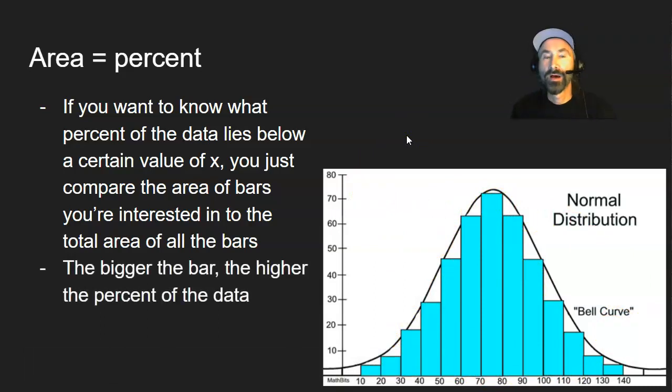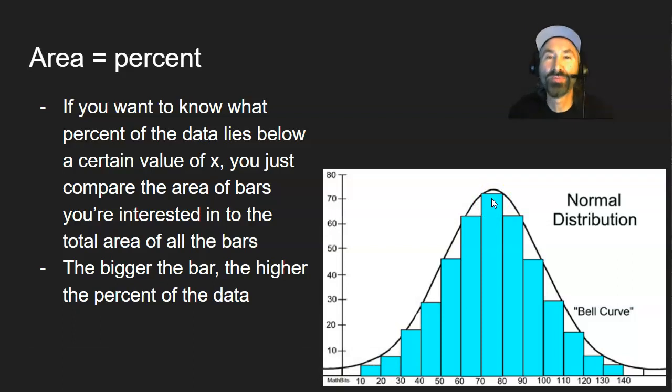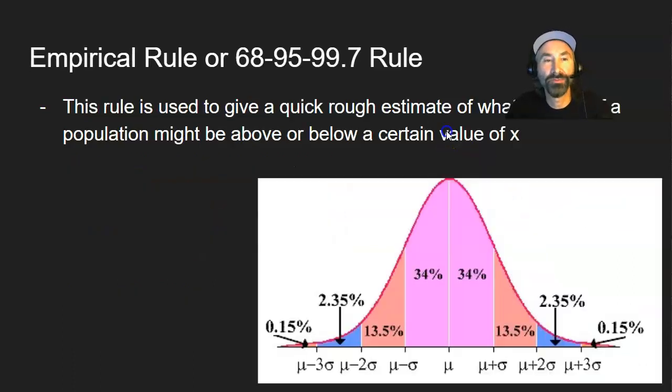Oh, and something to keep in mind is that the bigger the bar, the higher percent of data. So that means that in a normal curve, we expect most of the data to be in the middle. And that's why it's so important that we only use normal curves when we believe the underlying data is actually normally distributed. And we'll talk about that more as we go through this chapter.